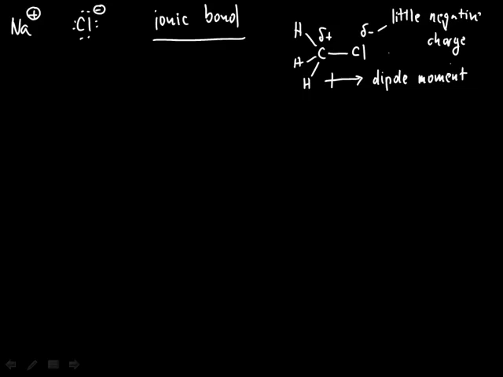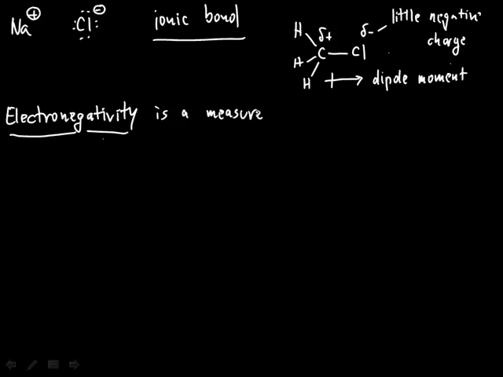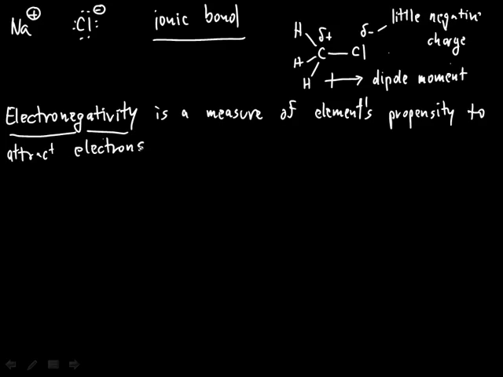Now, so clearly this bond is covalent polar, but is there any way to quantify that polarity or that propensity of an atom to engage in covalent polar or non-polar bonds? Yes, there is. And this property is called electronegativity. And so electronegativity is a measure of an element's propensity to attract electrons. Okay? And let us look at some of these numbers so things will become a little bit more apparent.